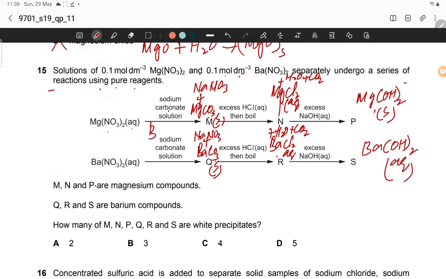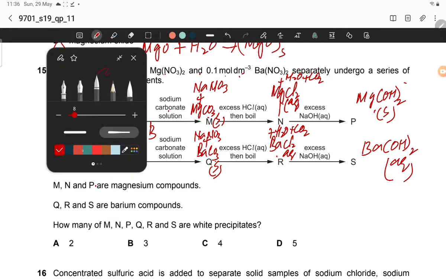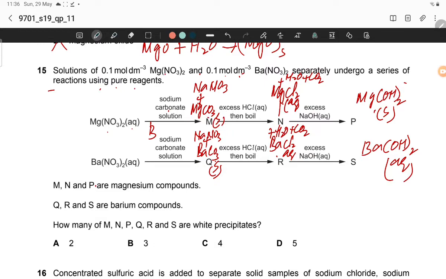So M, N and P are magnesium compounds; Q, R and S are barium compounds. How many of M, N, P, Q, R and S are white precipitate? This is solid, one, and solid, one. So 1, 2, 3.